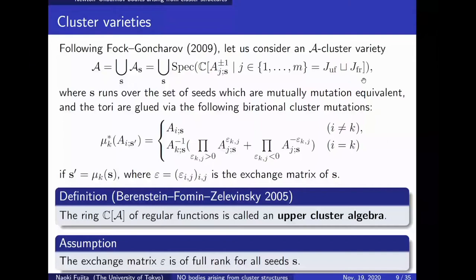By the gluing map, by the cluster mutation, only unfrozen variables can change, and the frozen variables are always fixed. Then the ring of regular functions on A, the ring C[A] of regular functions, is called an upper cluster algebra.